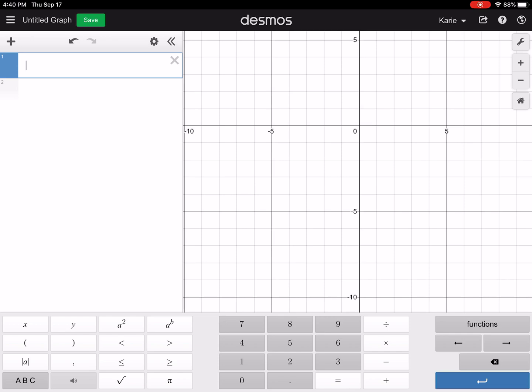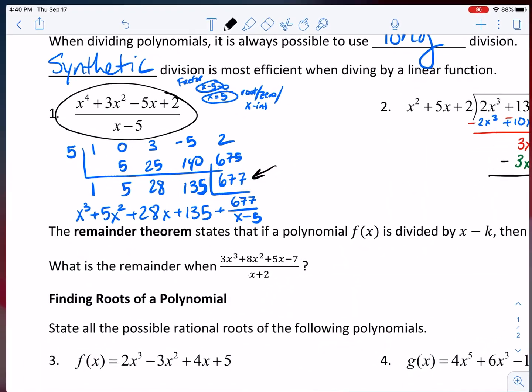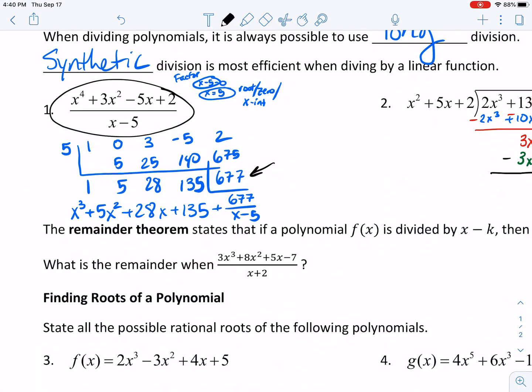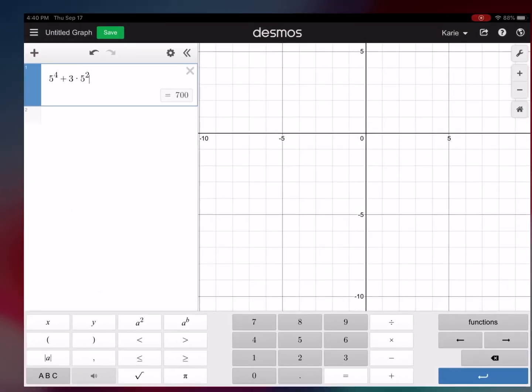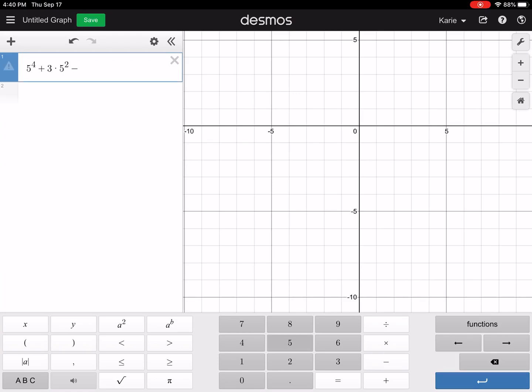Okay, so I have 5 to the 4th plus 3 times 5 squared. Minus 5 times 5 plus 2. Oh, sure enough, that gave me the correct answer.